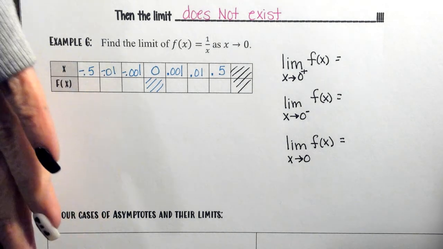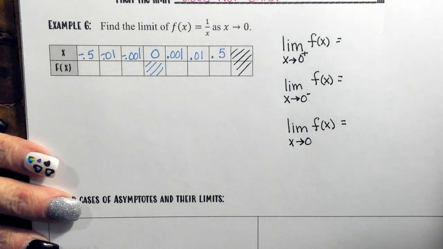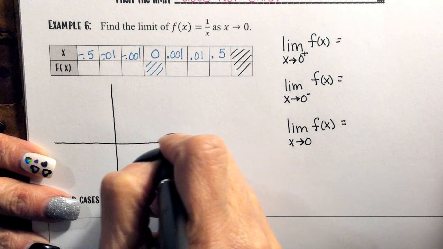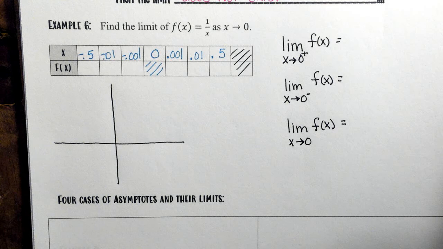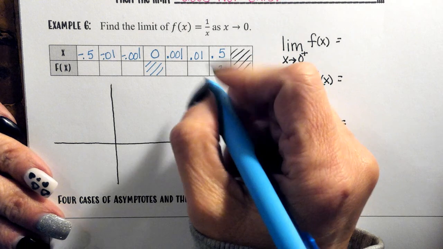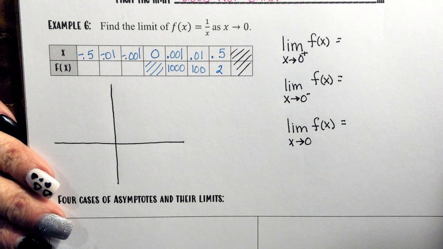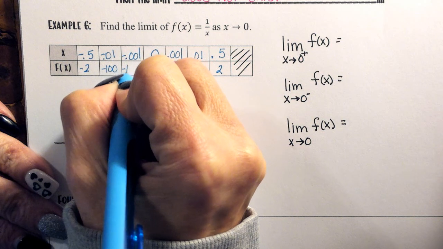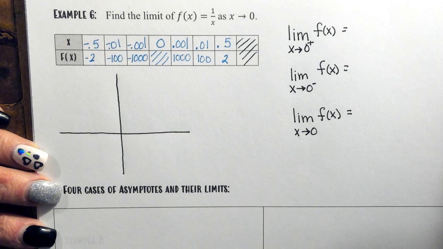I went and shut my door. Okay, here we go. Hopefully you're plugging those in. While you're doing that, I'm going to start drawing a graph so we can see what this looks like. All right, I'm going to start plugging in the values I got. And then I just got the negatives over here. Okay. So, that's an interesting thing.